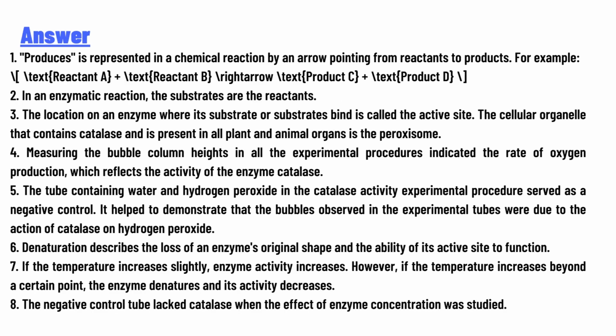First, produces is represented in a chemical reaction by an arrow pointing from reactants to products. For example, reactant A plus reactant B, right arrow, product C plus product D. Second, in an enzymatic reaction, the substrates are the reactants. Third, the location on an enzyme where its substrate or substrates bind is called the active site.